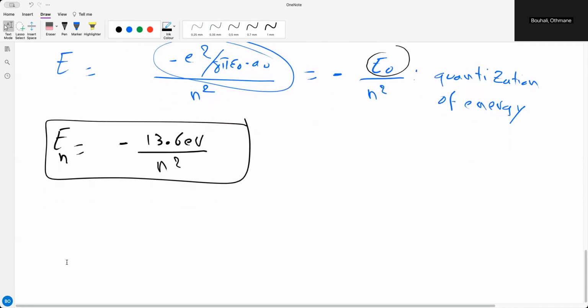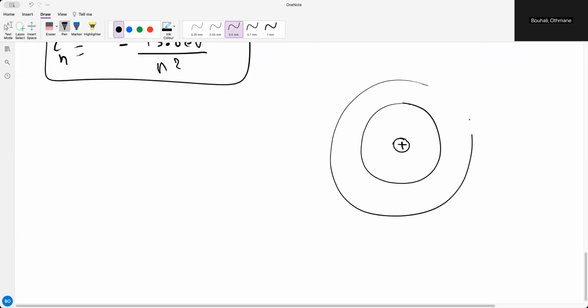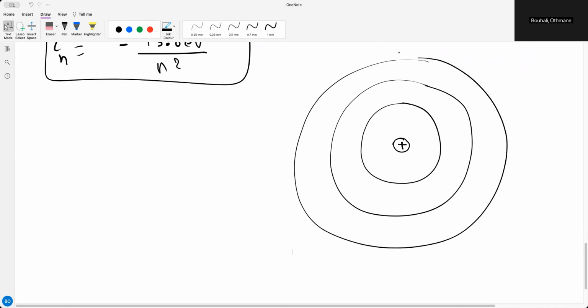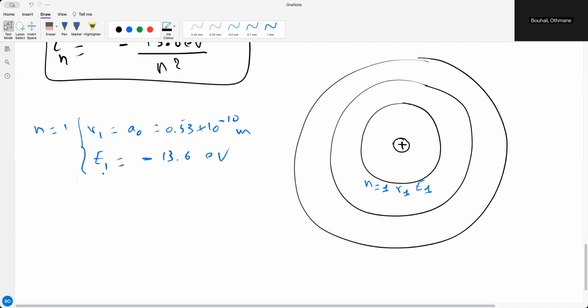Let's summarize. I have a proton here. This is the first layer. This is the second layer, for example, and this is the third layer. So the first layer has n equal 1, it has R1, and it has E1. So what happens when n is equal 1? R1 is equal to A0, which is 0.53 times 10 to the minus 10 meters. And its energy, E1, is equal to minus 13.6 electron volts, of course, divided by 1. This is the first layer.